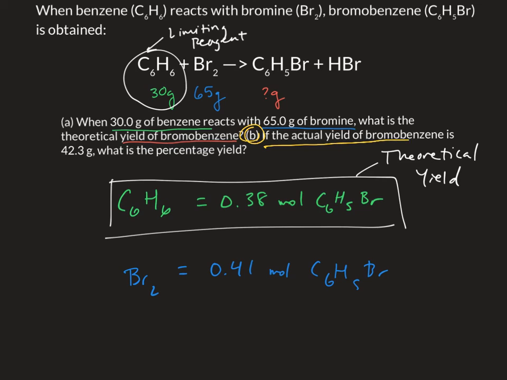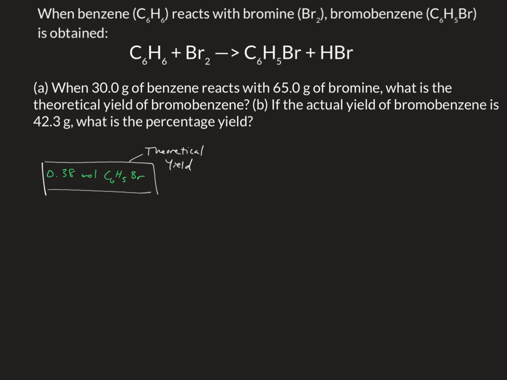If the actual yield of bromobenzene is 42.3 grams, what is the percent yield? Let's go ahead and figure that out. We can do one of two things here. We can take our theoretical yield of bromobenzene and convert it from moles to grams, or we can take our actual yield and convert it into moles. It doesn't matter what you do. You can go either way.